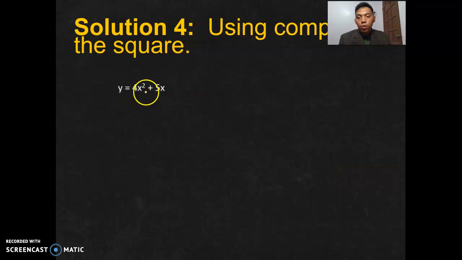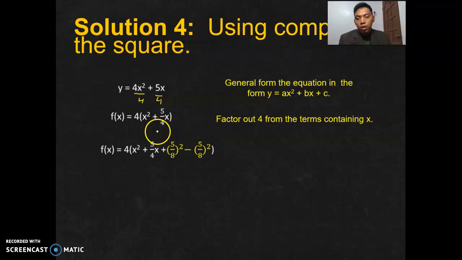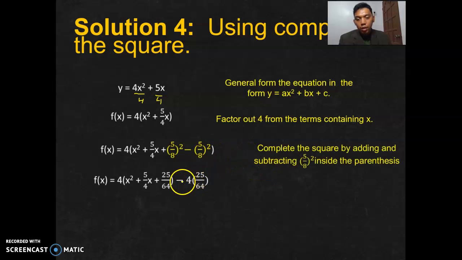So the last example, 4x squared plus 5x. This one is just so easy. Divide both terms by 4 to factor out the a. And then how do we get this 5/8 squared? Half of 5/4 is 5/8, and then you square it. That's it. Now, since our a is greater than 1, which is 4, if we move this outside, it becomes -4 times 25/64.